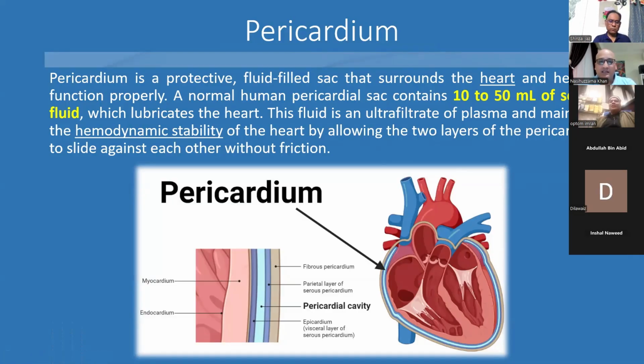In this picture, we can see the inner layer is called epicardium and the outer layer is called parietal layer of serous pericardium. Within that, there is fluid which is giving a cushion effect. You can say shock absorber for minor shock for the heart. It is a protective layer of the heart.